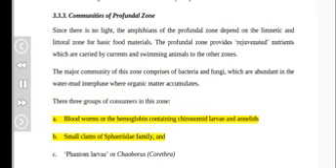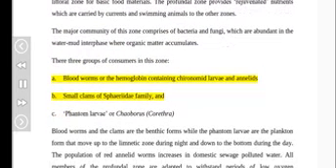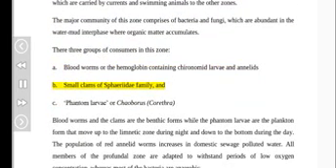A. Bloodworms are the hemoglobin-containing chironomid larvae and annelids. B. All clams of the Sphaeridae family, and C. Phantom larvae, or Chaoborus corythra. Bloodworms and the clams are the benthic forms, while the phantom larvae are the plankton form that move up to the limnetic zone during night and down to the bottom during the day.